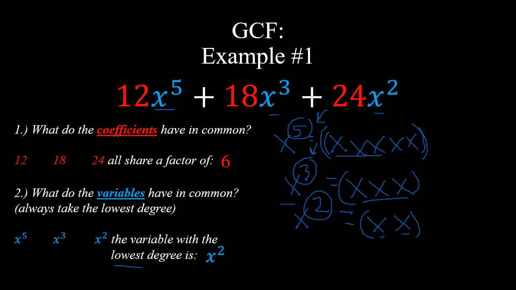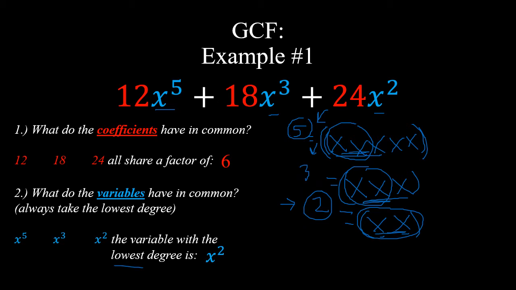So let's try x squared then. That means that every term would have to have at least 2 x's, right? Well, the first term has 2 x's, the second term has 2 x's, and the third term has 2 x's. So the most x's that all of these terms have in common is 2. They all at least share 2. And this rule will always work.